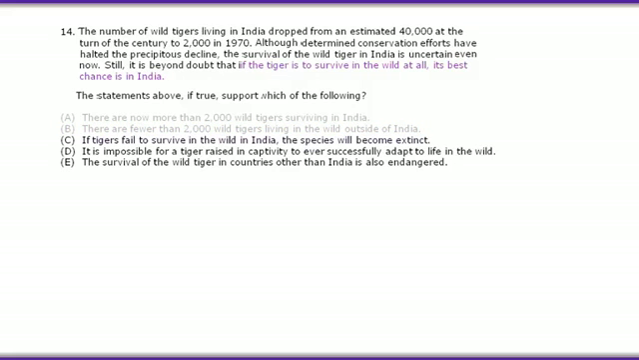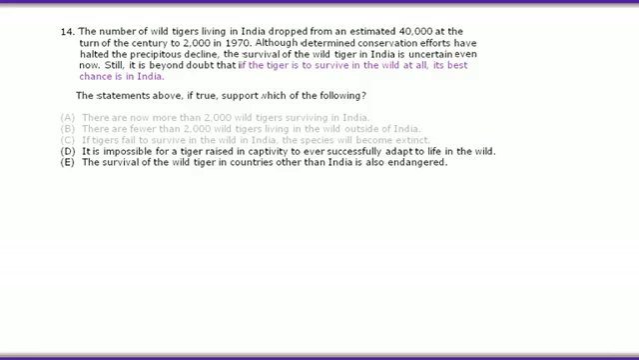Answer choice C tempts a lot of test takers. It states that if the tiger fails to survive in the wild in India, the species will become extinct. Extinction? Now, that's an extreme notion, and remember that on inference questions, you should be wary of extreme statements. Extinct means 0, not a single tiger living in any zoo or wildlife preserve on Earth. There's no support in that stimulus for a claim of that magnitude, so answer choice C is not correct here.